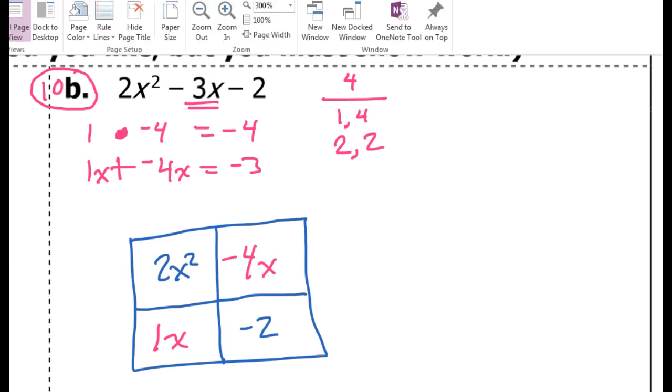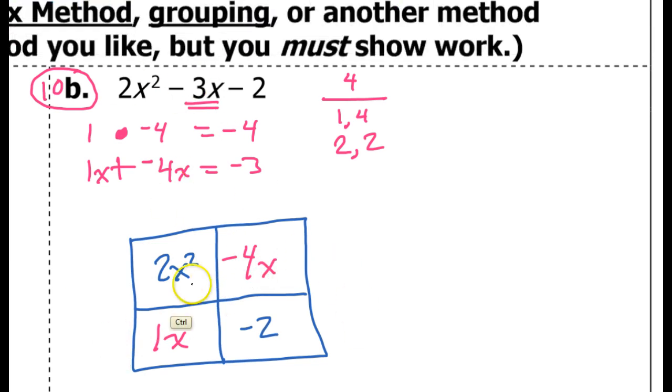Then it's time to do the GCF of every row and every column. Now, the GCF of the top row is 2x. The GCF of the bottom row is 1. Nothing divides into both of these other than 1. The GCF of the first column is x. And the GCF of the last column is -2. I'm calling it -2 because the first term is negative.